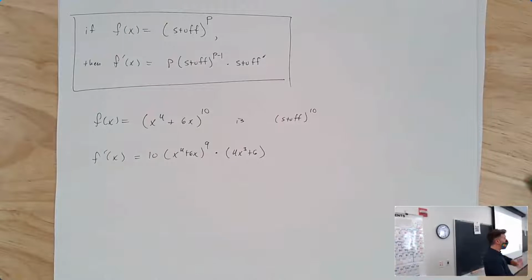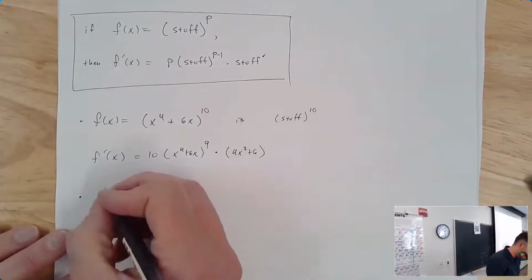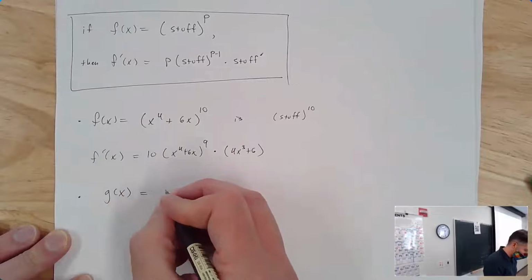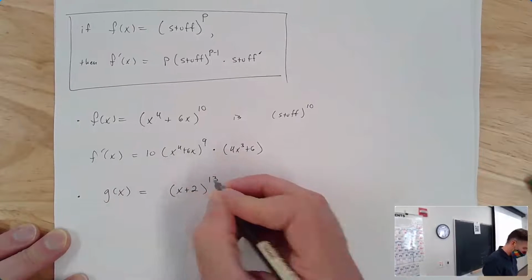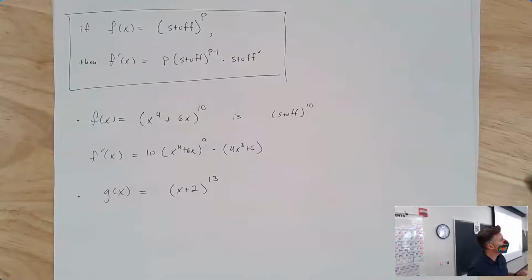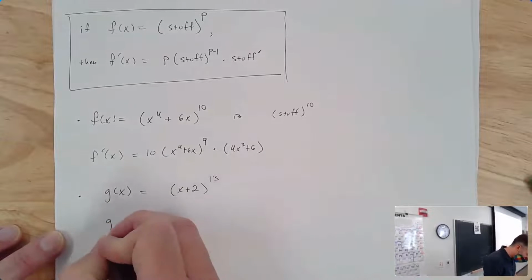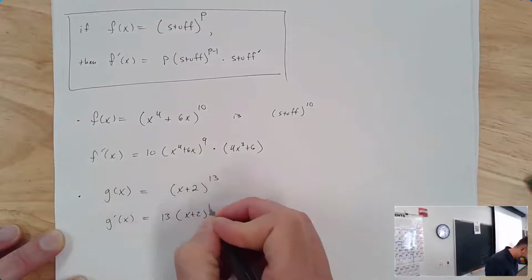I'm going to say "stuff" like 1,000 times in class. Stuff is the word I use all the time. It's even good if your stuff is lame, meaning not exciting. For example, if we have g of x equal to something like x plus 2 to the 13th power, even though I know it's not really going to make a huge difference, I'm still going to think of it in the same way. I've got some stuff to the 13th power. My derivative is 13 times my stuff to the 12th power.